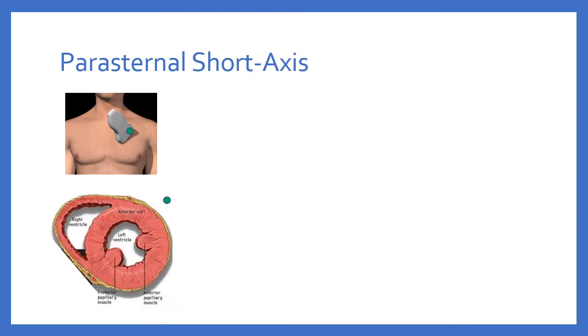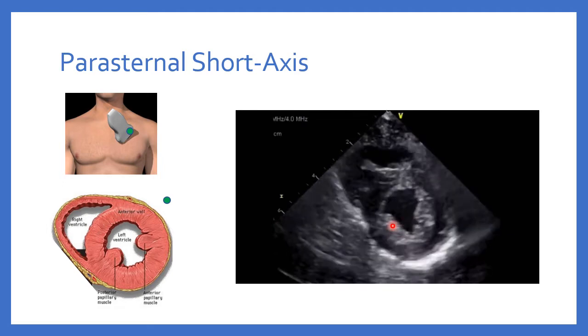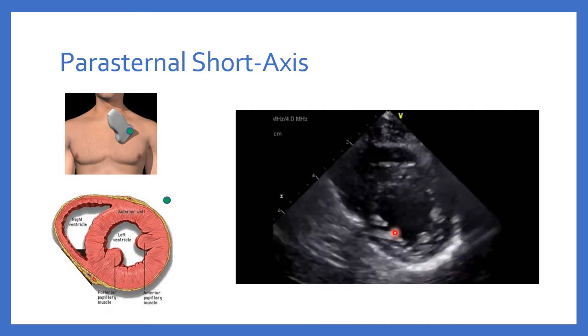If we flip the probe 90 degrees, we now have the probe indicator towards the patient's left shoulder, and in this orientation with the probe facing this direction, we're able to get a short axis view of the heart. So if we fan the probe in the correct location, we're going to cut straight through the right ventricle and the left ventricle. And what we're trying to obtain is a view of the left ventricle where we can see both papillary muscles symmetrically. When we pull up our ultrasound image, this is what it looks like. We have the left ventricle here that's nice and round. We can see the two papillary muscles here and here.